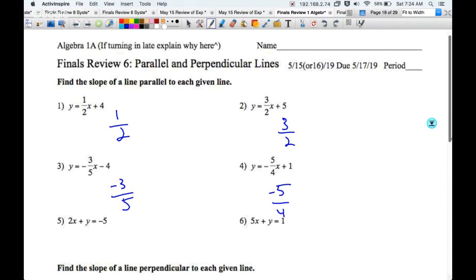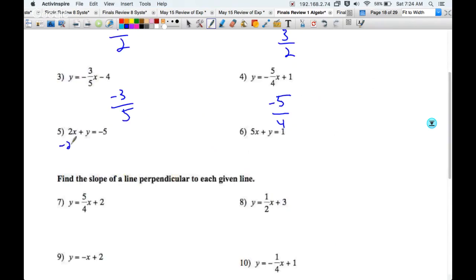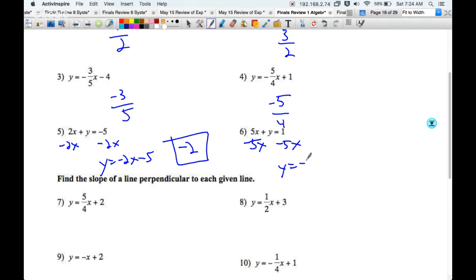Gets a little bit harder here because this isn't in slope-intercept form. I've got to subtract 2x from both sides. Get y equals -2x minus 5. So the parallel slope is -2. And over here, same thing. Subtract 5x from both sides. Y equals -5x plus 1. So the parallel slope is -5.